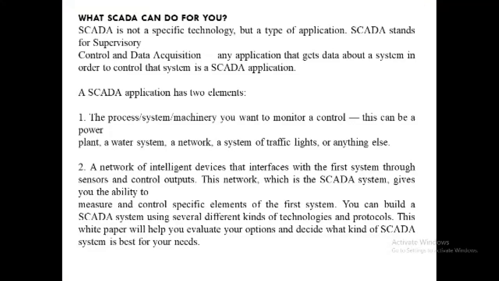In the previous lecture, we discussed some part related to introduction of SCADA system. Now we are moving towards what exactly this SCADA can do for us.